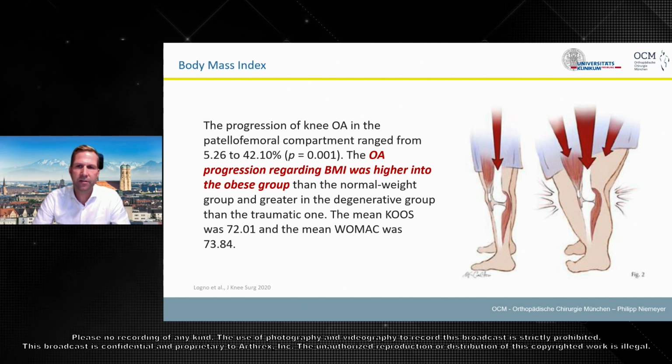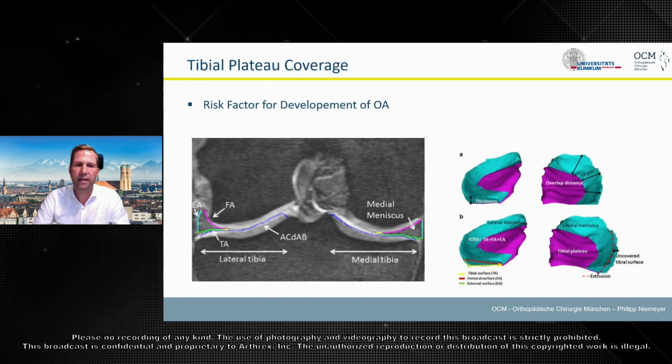And the second big topic is tibial plateau coverage. Once you have a loss of substance of the meniscus, you lose tibial plateau coverage, and this is definitely strictly correlated with the progression of osteoarthritis. And that's why we are thinking more about refixation and preservation of the meniscus than we did a couple of years ago. And I just want to pick up some topics in this context.